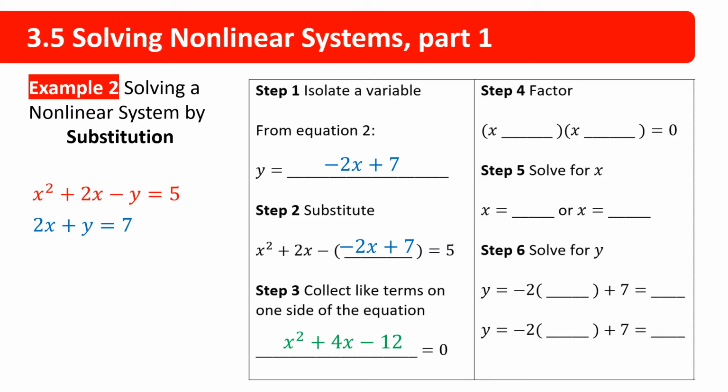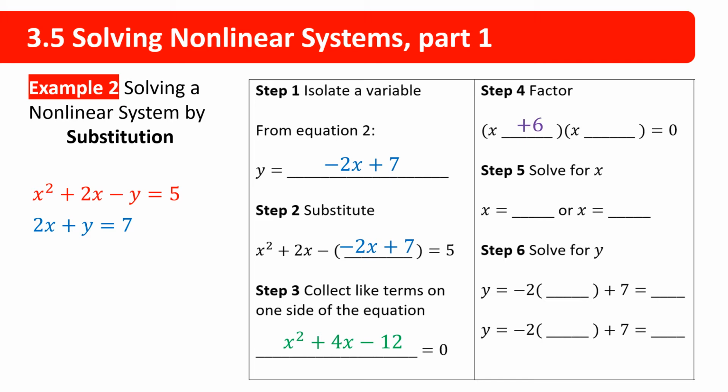In step 4, we're going to try to factor. We know when we set up our parentheses, we'll have x and x at the front ends. And because we're multiplying to get a negative 12, our signs are going to have to be different. That means we're going to multiply to get negative 12 and add to get 4, which is going to feel a little bit more like subtraction since the signs are different.